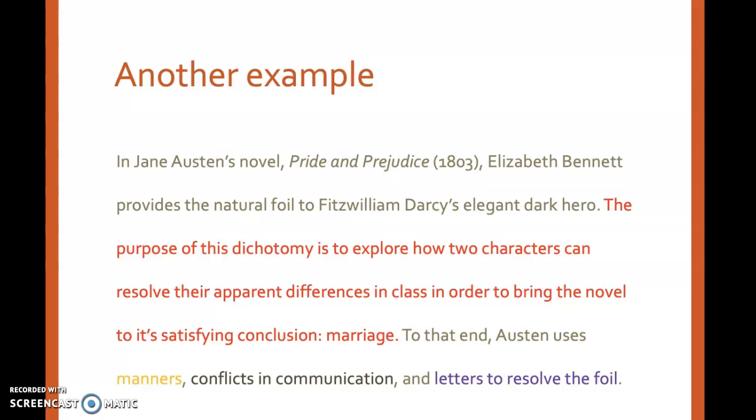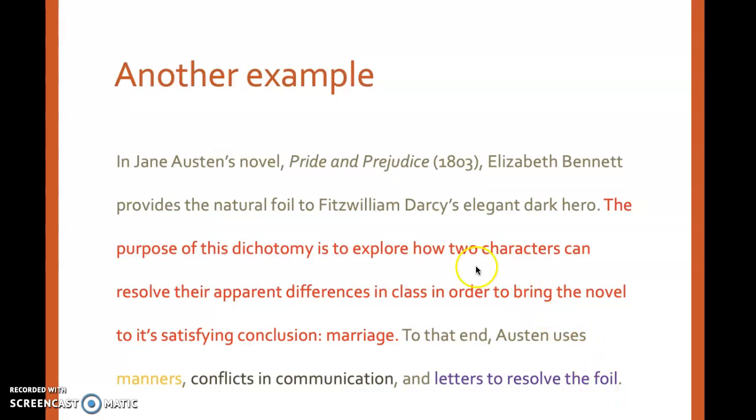Here's another example. In Jane Austen's novel, Pride and Prejudice, 1803, Elizabeth Bennet provides the natural foil to Fitzwilliam Darcy's elegant dark hero. The purpose of this dichotomy is to explore how two characters can resolve their apparent differences in class in order to bring the novel to its satisfying conclusion, marriage. To that end, Austen uses manners, conflicts in communication, and letters to resolve the foil.